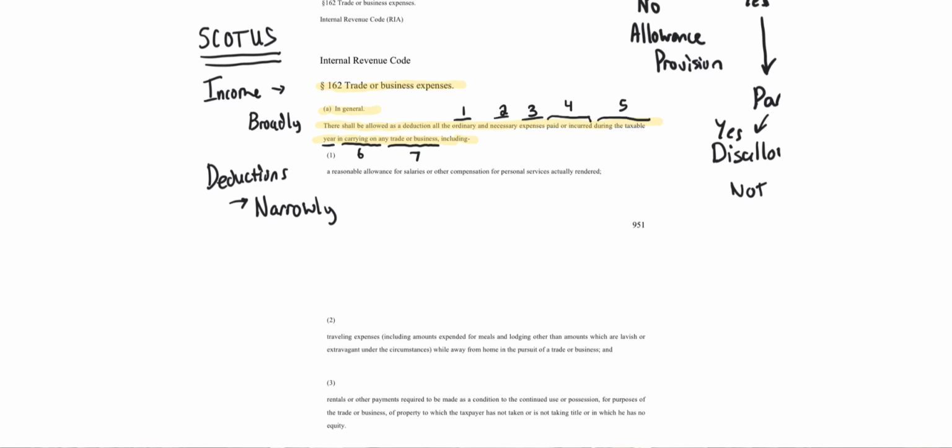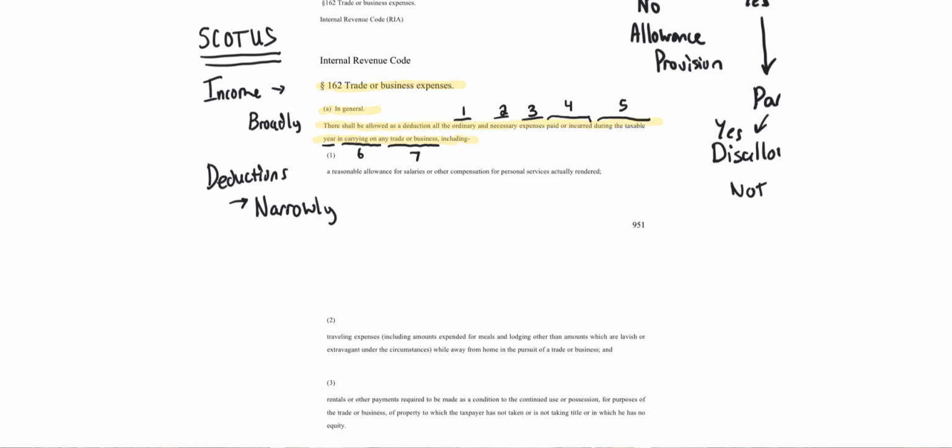Ordinary, it's okay, we define what ordinary is. That's the question. What does ordinary mean? What does necessary mean? Expenses. Okay, what is an expense versus what is a capital expenditure? Paid or incurred. That's a timing issue. Did you get it this year? Did you accrue cash method? All that stuff. During the taxable year, what is the tax year in question? Is it a fiscal year? Is it a calendar year?